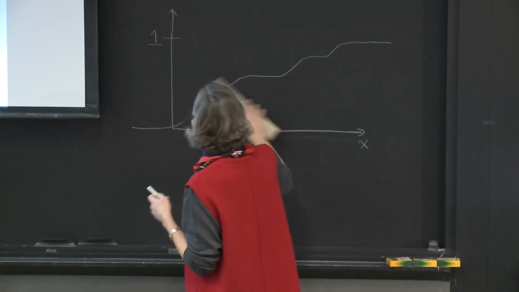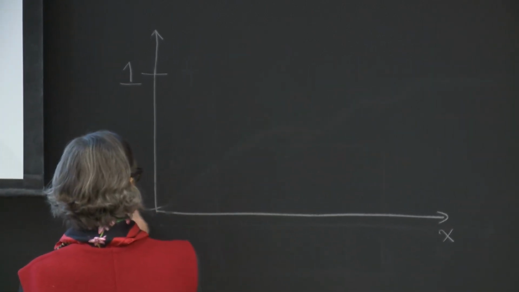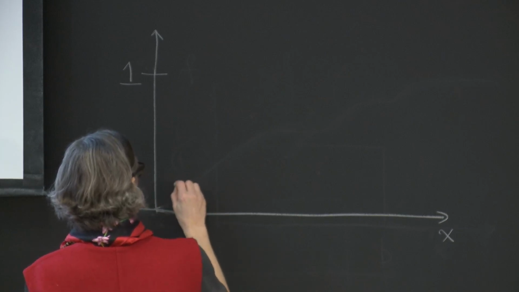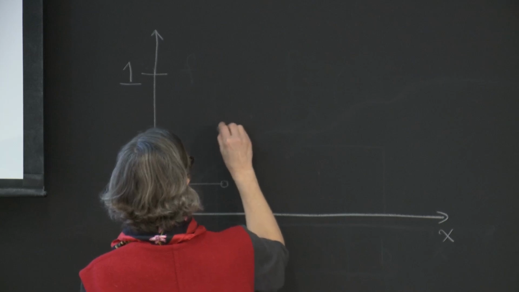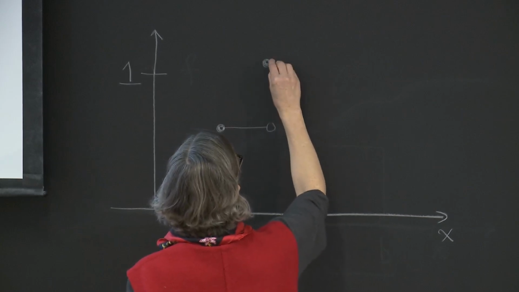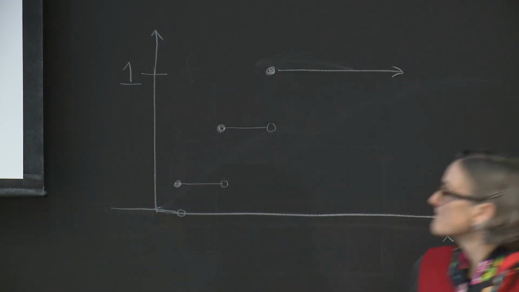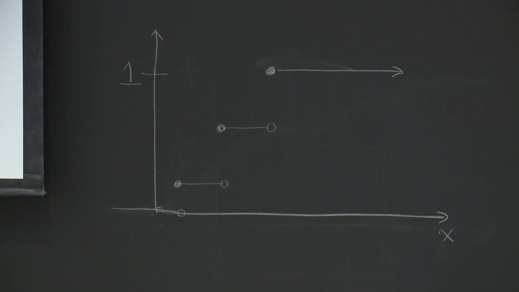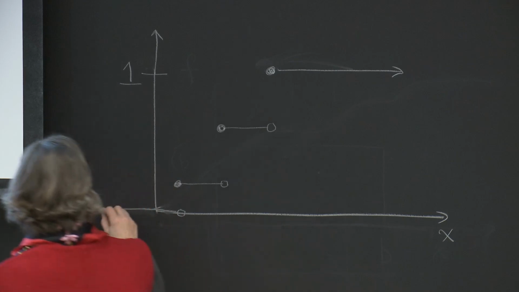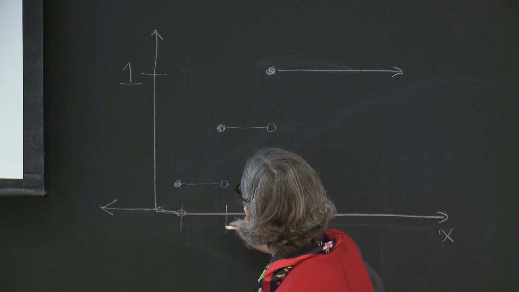So what does a typical CDF look like for a discrete random variable? Here, this might be a typical CDF for a discrete random variable. At how many points does this discrete random variable have positive probability? Three points, right? Right here, and right here.